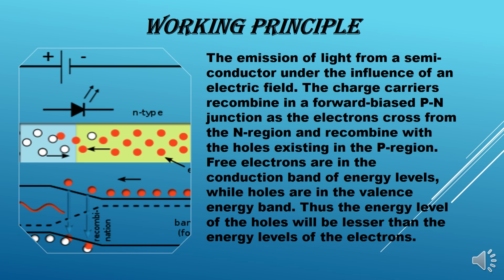Working principle of an LED: the emission of light from a semiconductor under the influence of an electric field. The charge carriers recombine in a forward biased PN junction as the electrons cross from the N region and recombine with the holes existing in the P region. Free electrons are in the conduction band of energy levels while holes are in the valence energy band. Thus, the energy level of the holes will be lesser than the energy levels of the electrons.